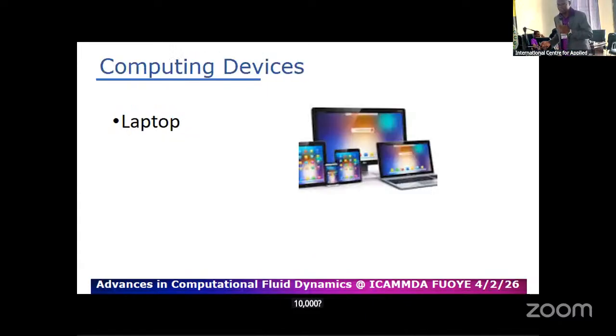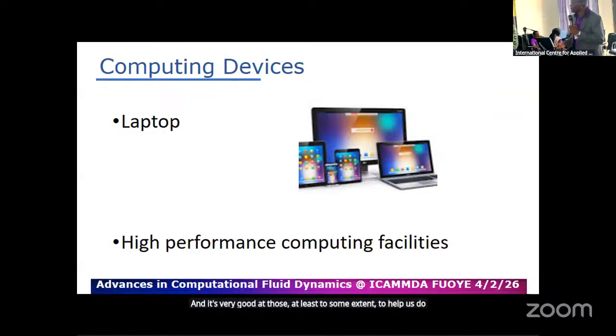We now come to the computing devices. The traditional one everybody has here is our laptops. We use laptops to do our computation, and it's very good and, at least to some extent, helps us do what we want to do. And then we have high performance computing facilities. This is another area which we need to discuss, and which will be of benefit to us.